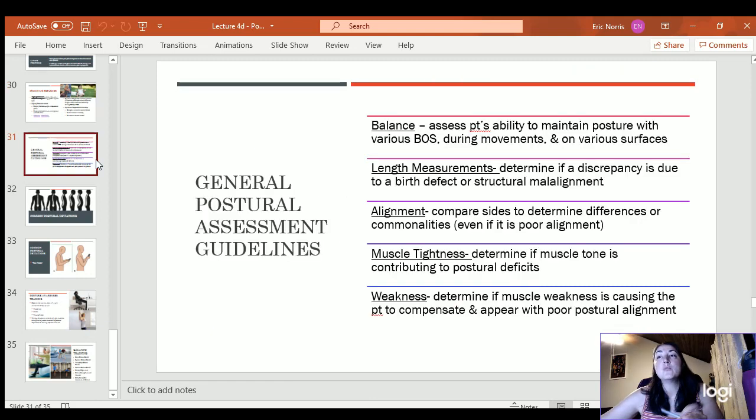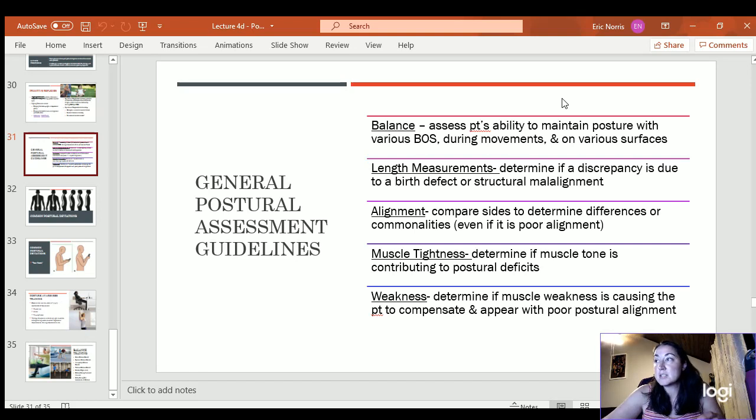Okay, so a few more general guidelines. So with balance, you want to assess a patient's ability to maintain posture in various bases of support. So have them stand with their legs wide apart, narrow, maybe tandem, one in front of the other. You want to assess balance with movements, and in a static position, you want to assess it on various surfaces. That's why we do the foam versus a hard surface, indoors versus outdoors. All those are important in determining the patient's balance.